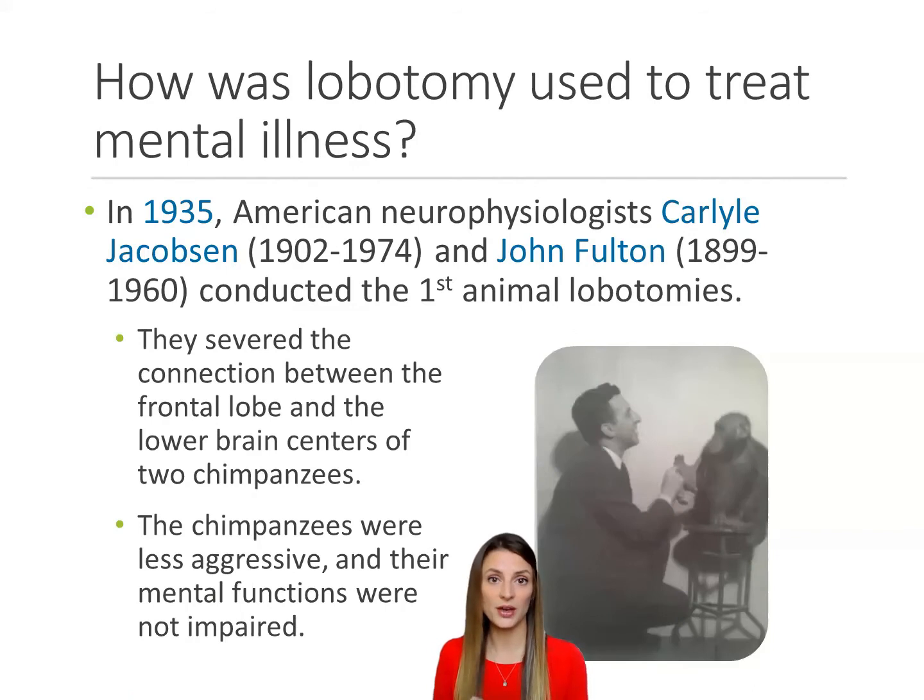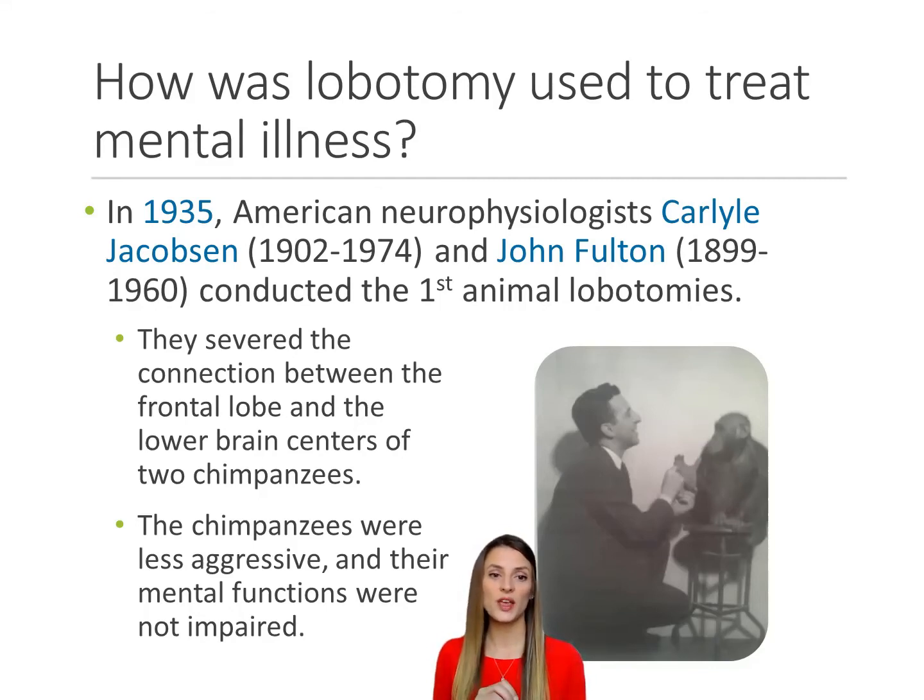At about the same time that Carletti was experimenting with electroconvulsive shock therapy, two neurophysiologists were also experimenting with yet another option. In 1935, two Americans, Carlisle Jacobson and John Fulton, published their work with chimpanzees. They had performed the first animal lobotomies.